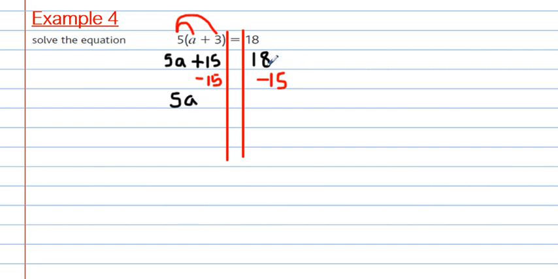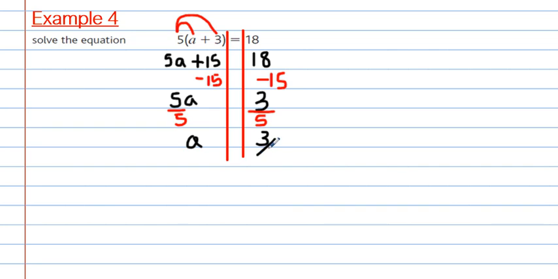And then on this side, 18 take away 15 will give me 3. Now I divide by the coefficient of A, which is 5. Watch out here as well, because students get confused. Okay, my coefficient is bigger than that number. Don't worry. Just follow the system. Just follow the procedure. So I tidy up. So A will be 3 over 5.